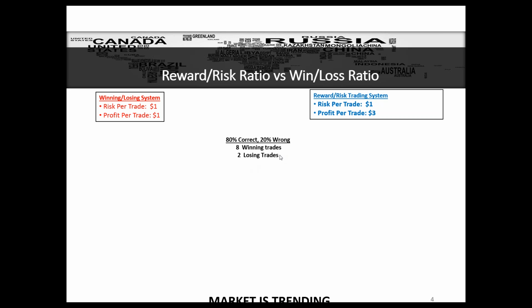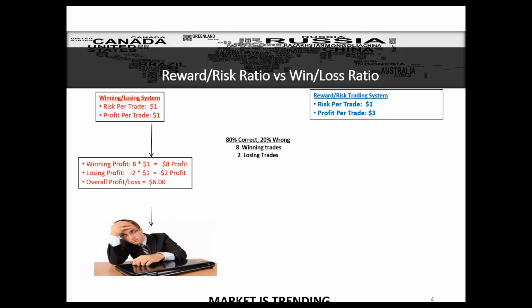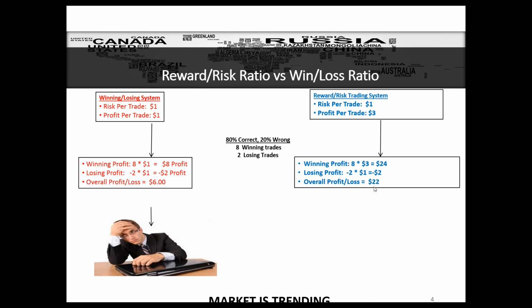Let's assume that you took 10 trades. Out of the 10 trades, 8 were winners and 2 were losers. If you run the numbers on both sides, the red system is going to be profitable $6 at the end of those trades. The blue system is going to be profitable $22. So both systems were positive, but the blue system came out ahead, and the reason why is you're risking $1 to make $3.